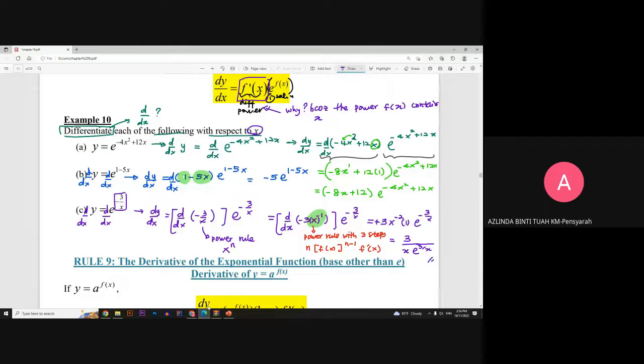Okay, selalunya dalam skema jawapan dia akan tinggalkan dalam bentuk begini. With the X positive power and exponent pun with positive power. But if you ask me, is it wrong to leave the answer in the negative power? It's okay, totally fine. Tak ada masalah pun. Okay, next.